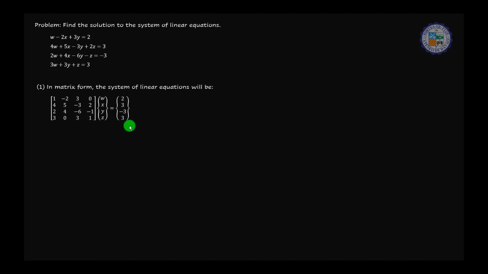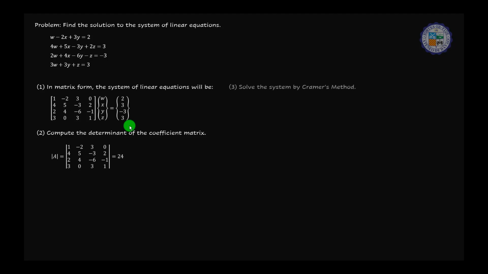So in this problem, we will be solving the system using Cramer's method. In order to do that, we have to first compute the determinant of the coefficient matrix. For a 4 by 4 matrix, we may employ different methods to solve for that. In this case, we find that the determinant of the coefficient matrix is equal to 24.